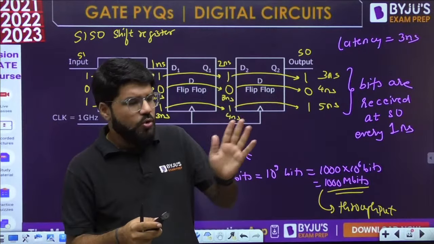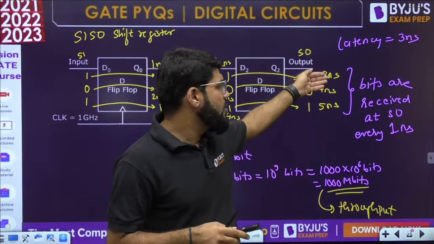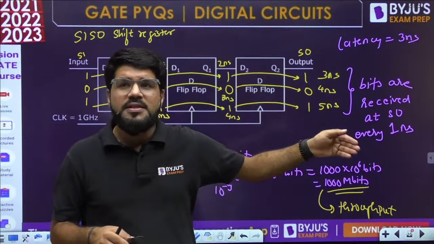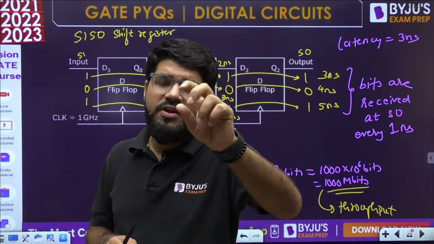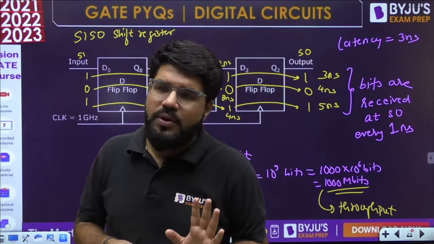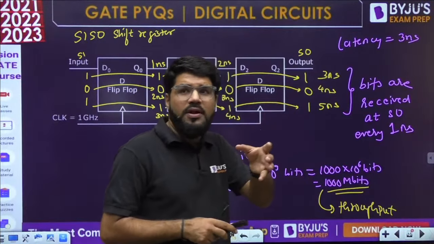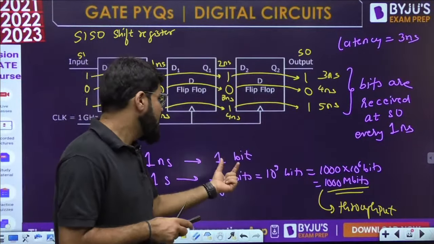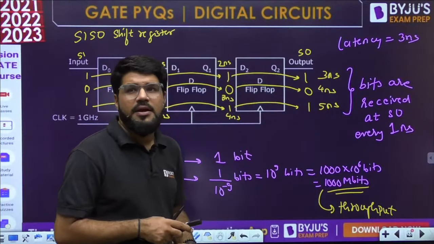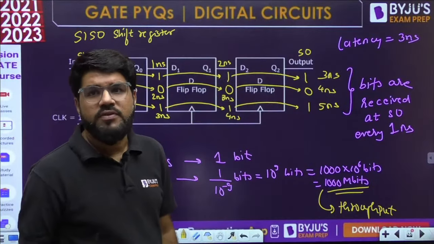So first you should know, what is the difference between consecutive bits? That means, for every consecutive bit to come, how much time is required? So from there, I am able to say every 1 nanosecond, 1 bit is coming. But I don't want nanoseconds. So in 1 second, how many bits are coming? So in 1 second, 10 power 9 bits are coming. That is 1000 megabits. That is the throughput of the device.